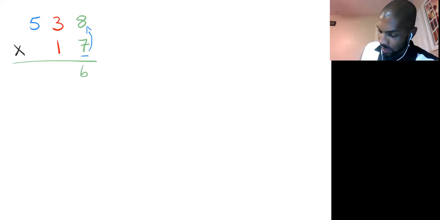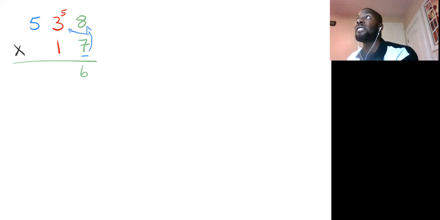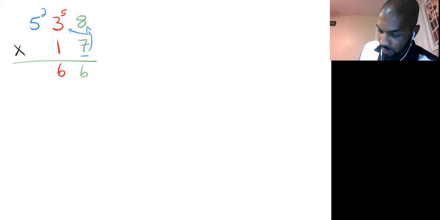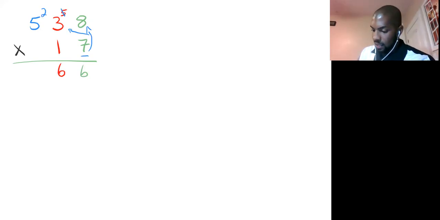5 will come up here because it's a 50. 7 times 3 is 15. 15 plus 5. Sorry, I'm sorry, that's not true. 7 times 3 is 21. 21 plus 5 is 26. So the 6 will come down, and the 2 will be shoved up here. Cross out that 5, we don't need it anymore.